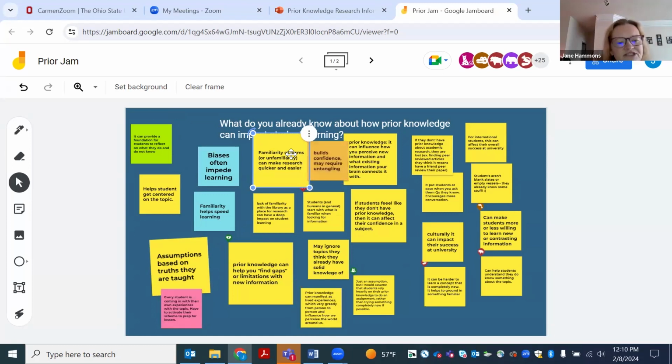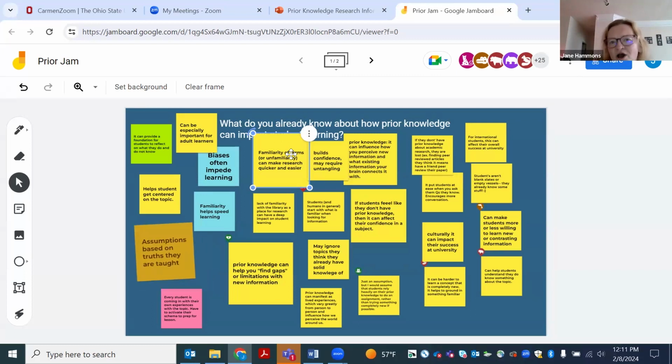Let's see. Every student is coming in with their own experiences, have to activate their schema to prep for the lesson. Yes, absolutely. Great response there. For international students, this can affect their overall success at a university. Absolutely. I think for all students, but especially international students may face special barriers there as well. Students aren't blank slates or empty vessels. They already know some stuff. Yes, absolutely. Students already know a lot of stuff, right? They come in with a lot of experiences and a lot of things that they already know.